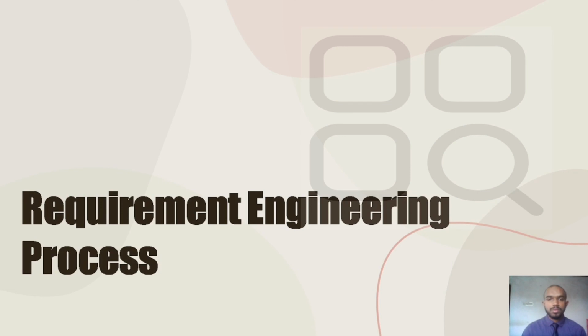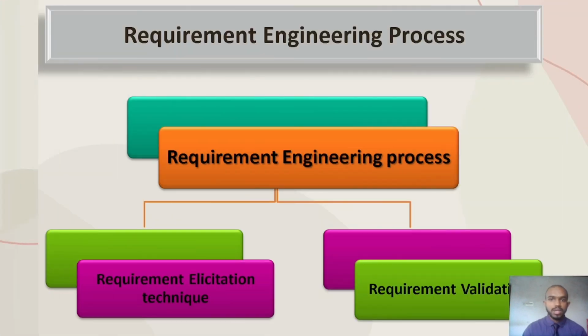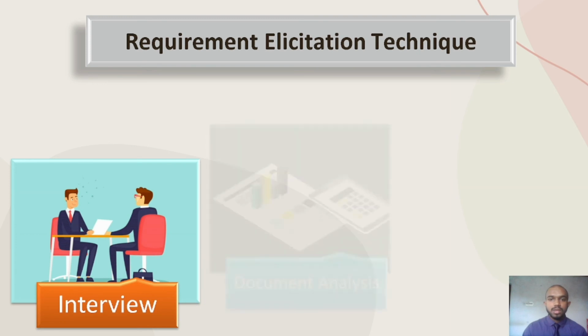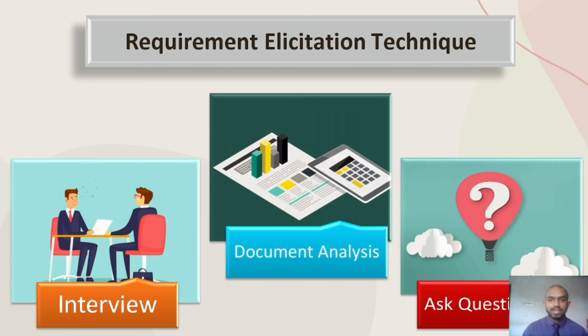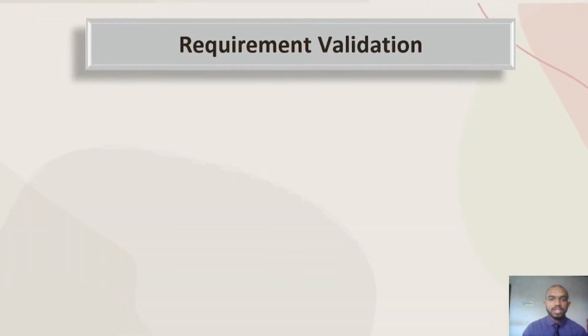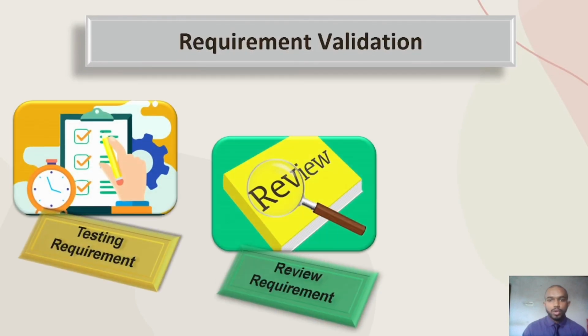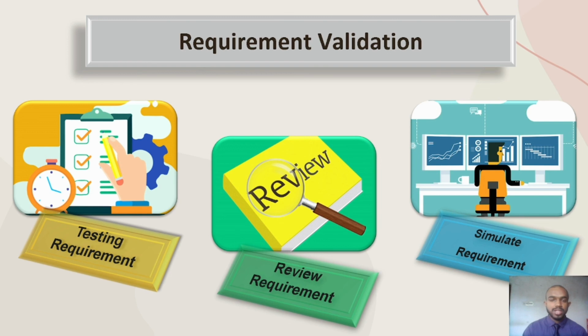Assalamu alaikum. Welcome to my presentation. Here my first topic is the requirement engineering process. The requirement engineering process deals with two topics: requirement elicitation techniques and requirement validation. In requirement elicitation techniques, there are several techniques like taking interviews, document analysis and asking questionnaires. In requirement validation, we have to test the requirements, review the requirements, and lastly we have to simulate the requirements.